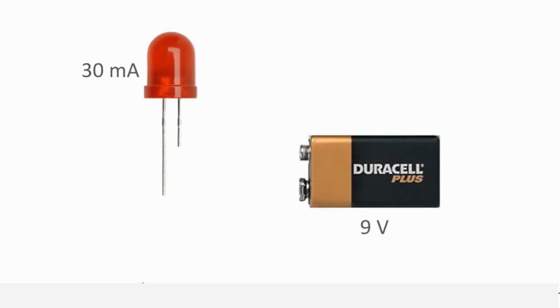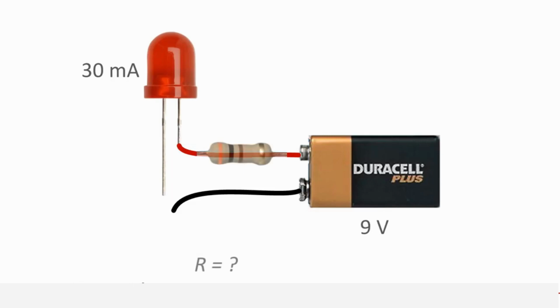Suppose we want to light a red LED with a 9-volt battery. The LED has a specified maximum current of 30 milliamps. If we directly connect the battery, the LED might burn out instantly. The LED practically doesn't create resistance, so the current will get much higher than the 30 milliamps. To prevent this, we can place a resistor at the positive lead between the battery and the LED. The resistor should have a resistance which is just high enough to reduce the flow of current to 30 milliamps.